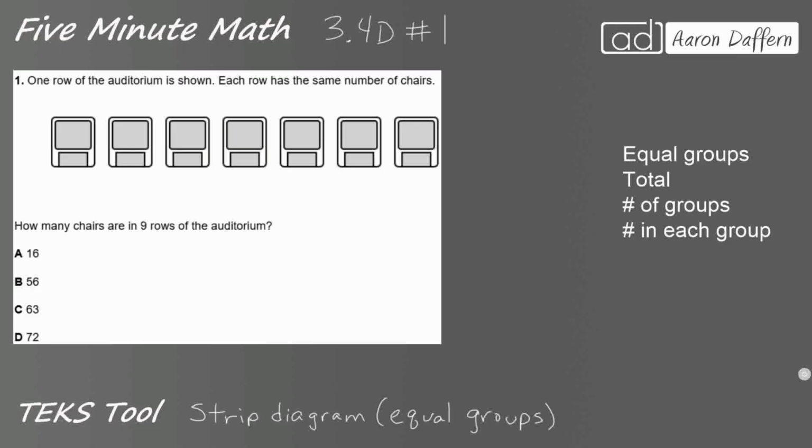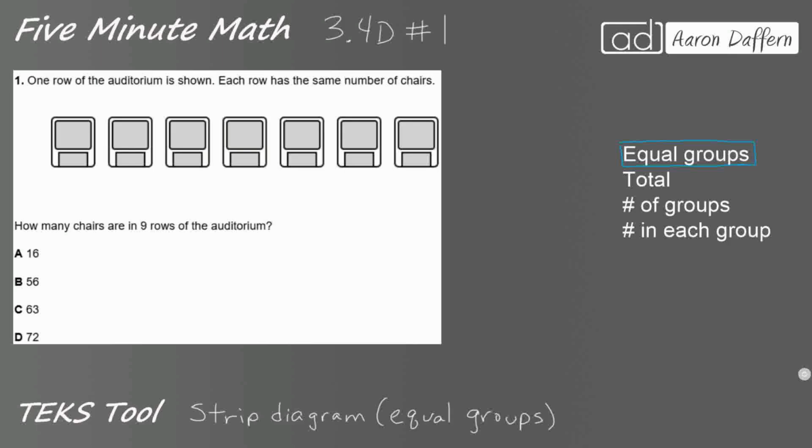Each time we come across a problem we think is equal groups, it needs to have this right here, something telling me that the groups are equal, either the word each or something saying each group is the same. Then it's going to have two of these, and we're going to solve for the third: either the total, the number of groups, or the number in each group. So let's go back and tag this problem.